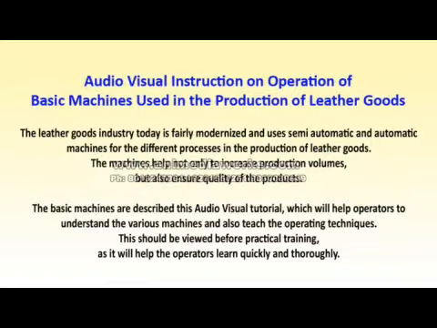The leather goods industry today is fairly modernized and uses semi-automatic and automatic machines for the different processes in the production of leather goods. The machines help not only to increase production volumes but also ensure quality of the products. The basic machines are described in this audiovisual tutorial, which will help operators to understand the various machines and also teach the operating techniques. This should be viewed before practical training, as it will help the operators learn quickly and thoroughly.